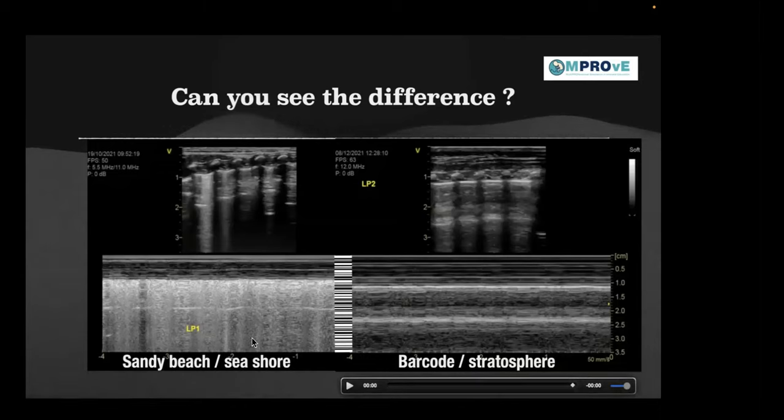You can see this grainy area, which is not present here. The sandy beach is not present here. You do not see sky and sea over here. It's all lines. It's all stratosphere or the barcode like lines.